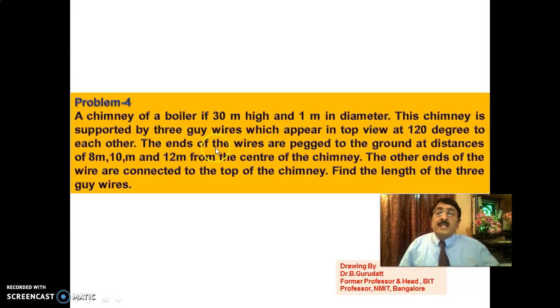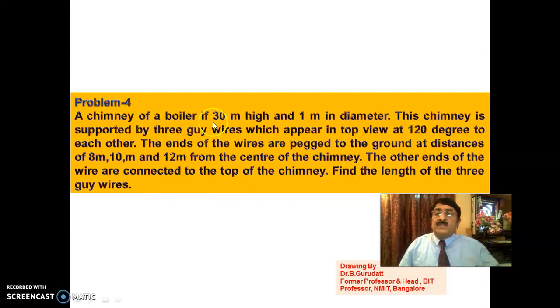The ends of the wires are pegged to the ground at distances of 8 meters, 10 meters and 12 meters from the center of the chimney. The other ends of the wires are connected to the top of the chimney. This is what I have told you. Find the length of the 3 guy wires, that means the length of the wires used for supporting the chimney. Now this is the thing.